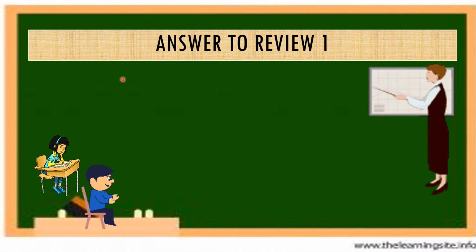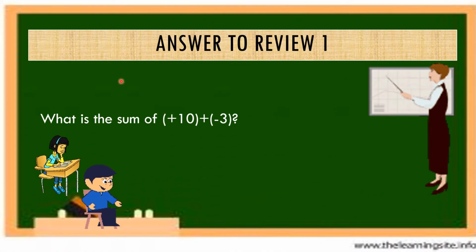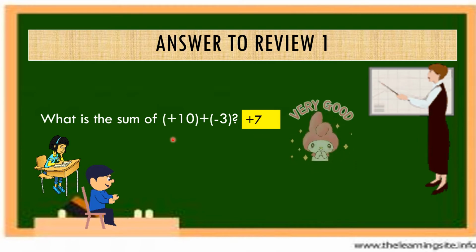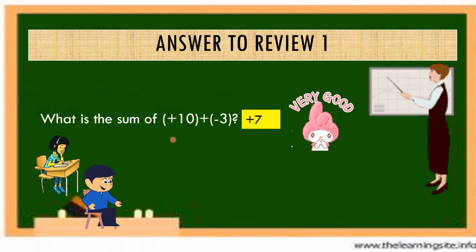We have the answer to review 1. What is the sum of positive 10 plus negative 3? What is the answer? The answer is positive 7. Very good. You got it correct.